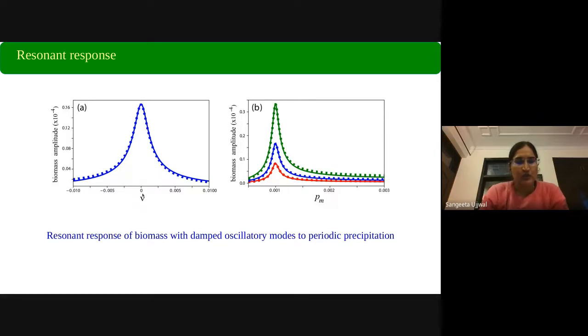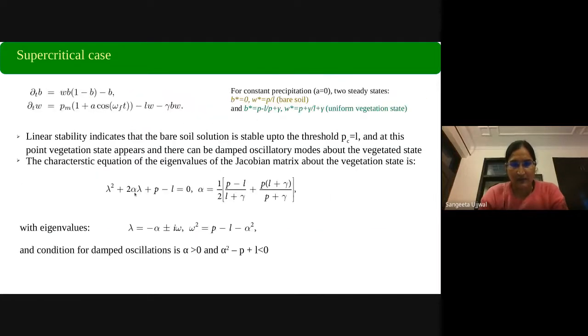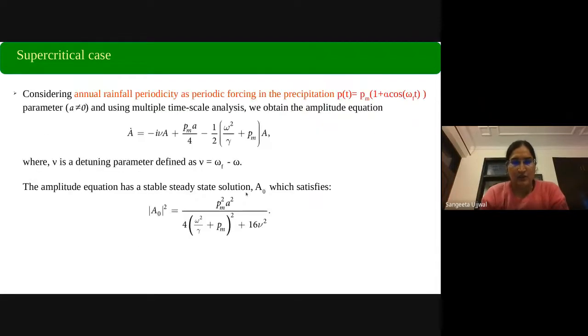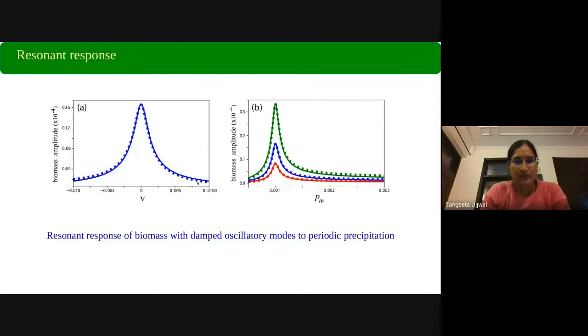We can study it with this parameter nu. So nu represents the mismatch between the frequency of the system, so nu is omega minus omega f. This represents the mismatch between the intrinsic frequency of the system and the forcing frequency of the external drive. If we plot the amplitude with respect to this mismatch, then we find a peak roughly at nu equals zero, when the intrinsic frequency is almost equal to the forcing frequency. So this is similar to resonant behavior, this represents the resonant response of the biomass.